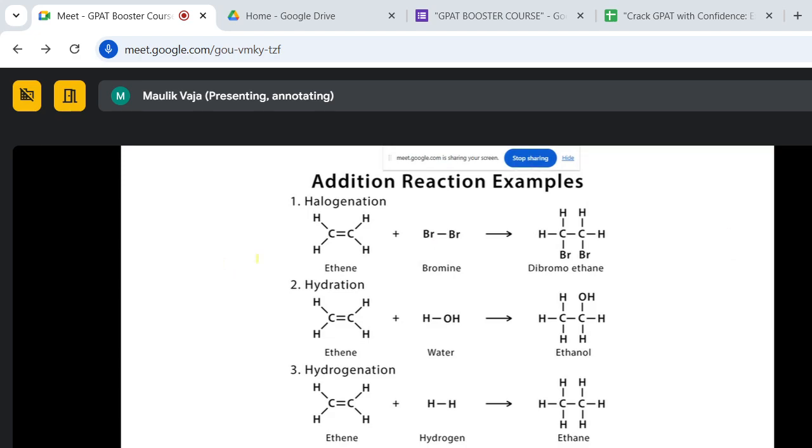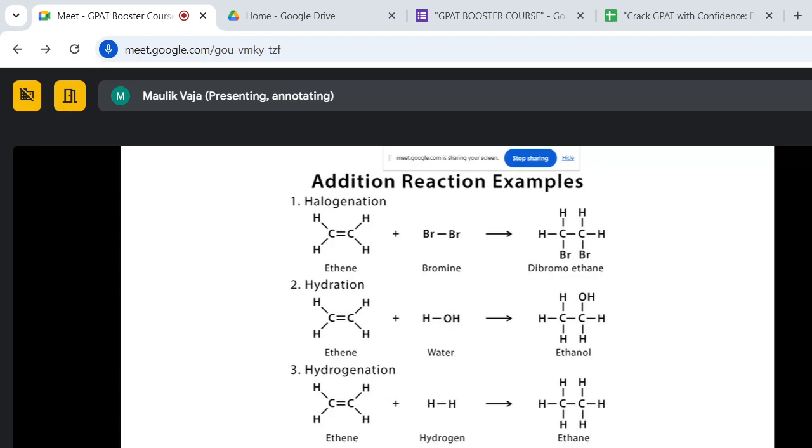I have given an example: if a compound has a double bonded carbon, like ethene, ethene reacts with bromine and forms dibromoethane. Just like hydration, if ethene reacts with water, on one carbon hydrogen will be added and on another carbon OH will be added. In hydrogenation, hydrogen is added on one carbon and hydrogen on the other, so it becomes ethane, and there is also polymerization.